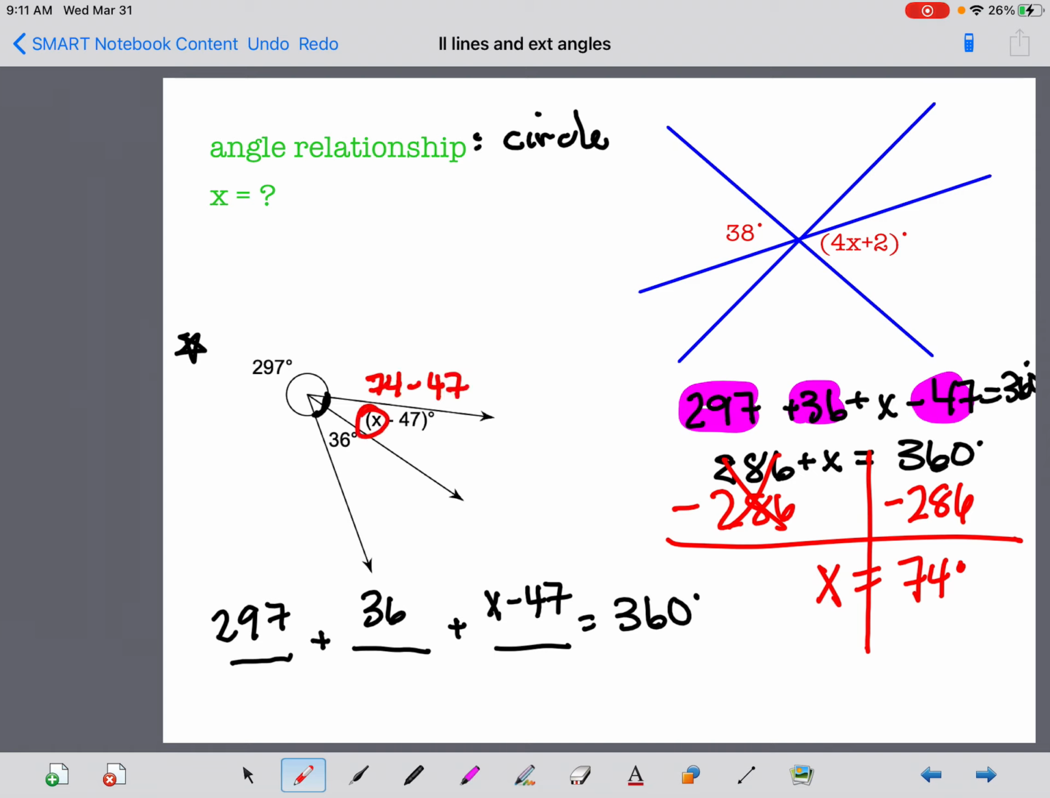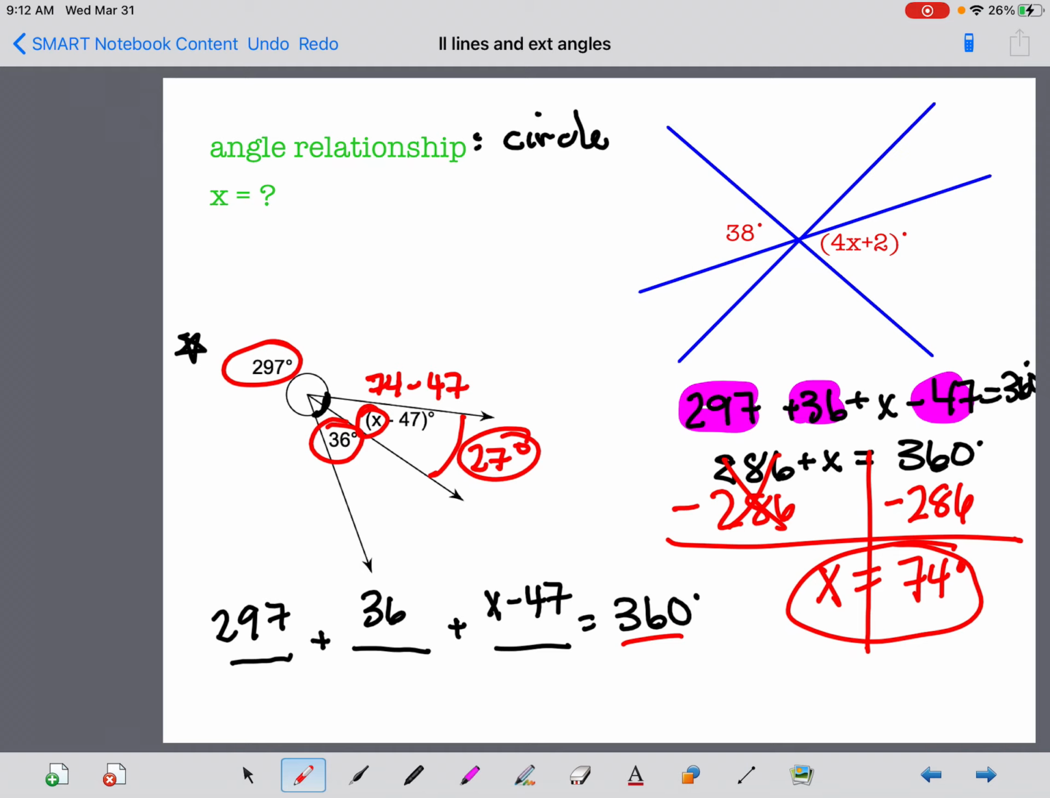If I put 74 in here for x, then that angle measurement here is going to be 27 degrees. And I can check my work. I can say, hey, does 297 plus 36 plus 27 equal 360? And yes, it does. So now we have all of our angle measurements. We also know what x is equal to.